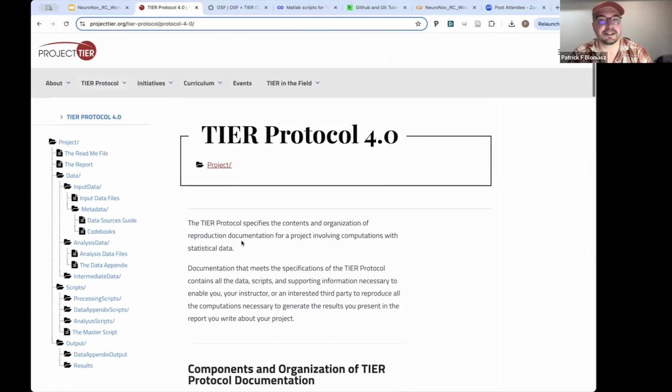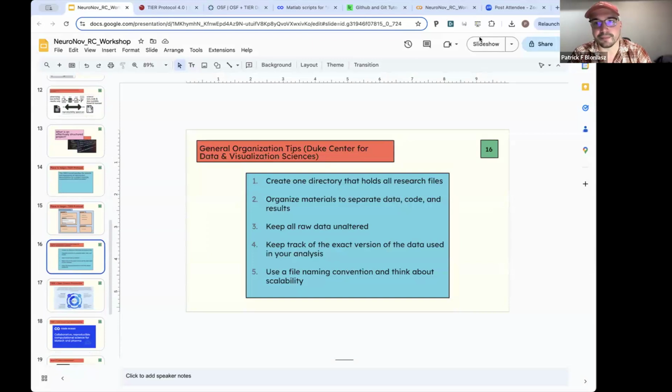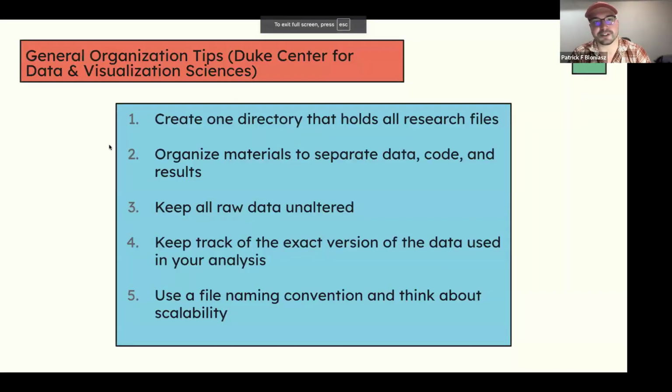So I highly encourage you to take the time to go to the TIER protocol and read a little bit about it. A lot of exciting work is going on there. But I want to give you the TLDR for the organization tips, and this is both for your data and your code structuring.